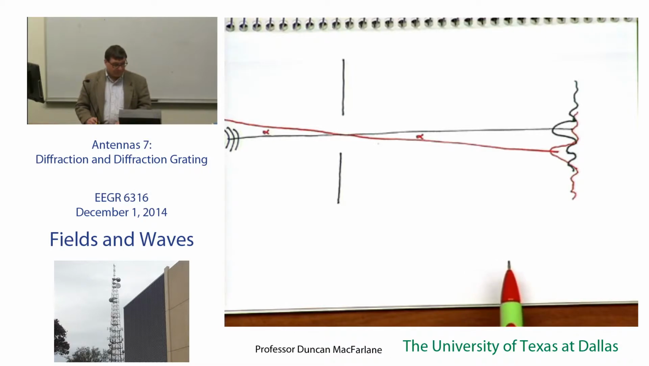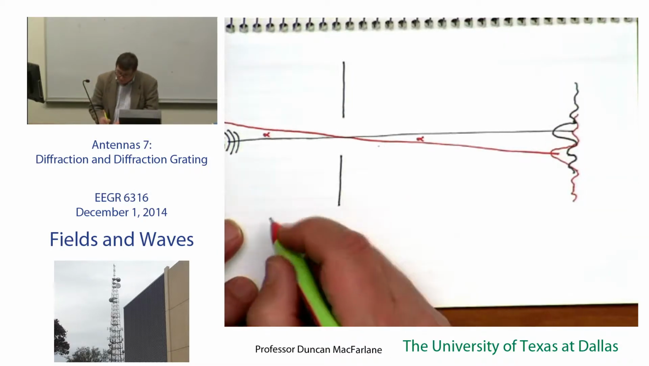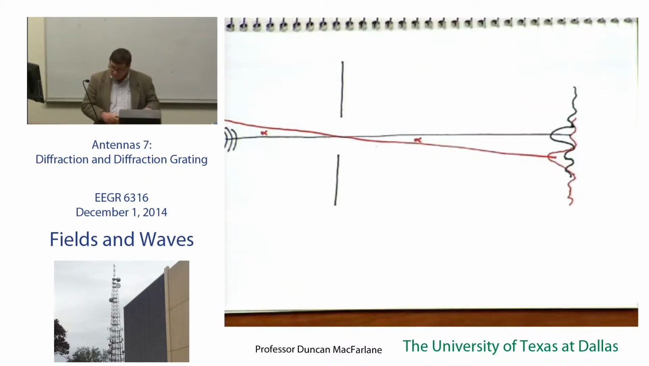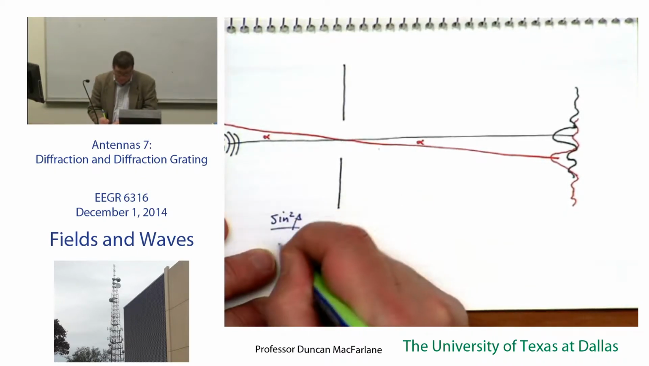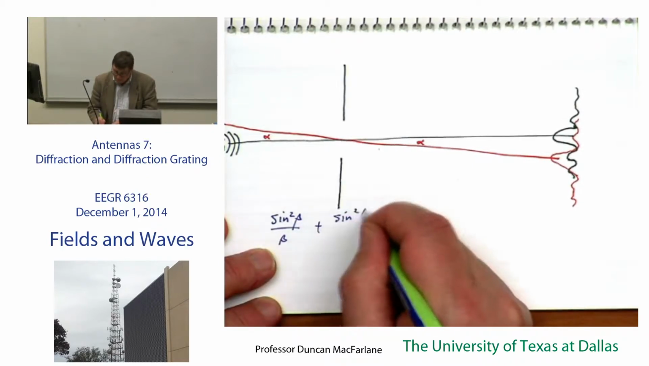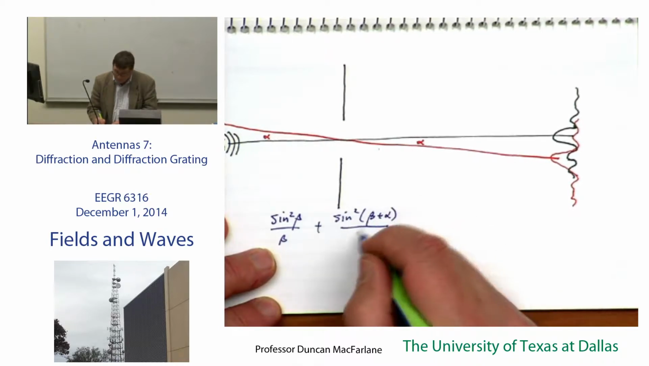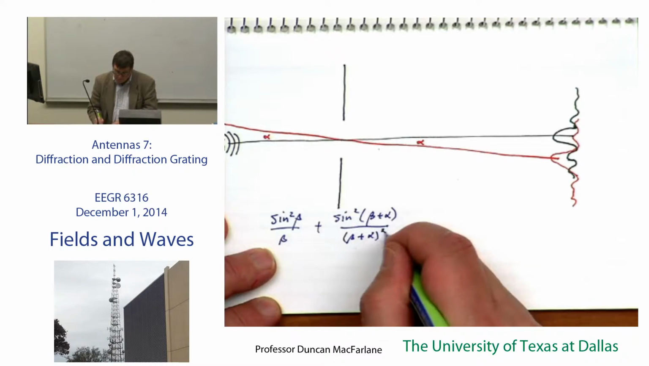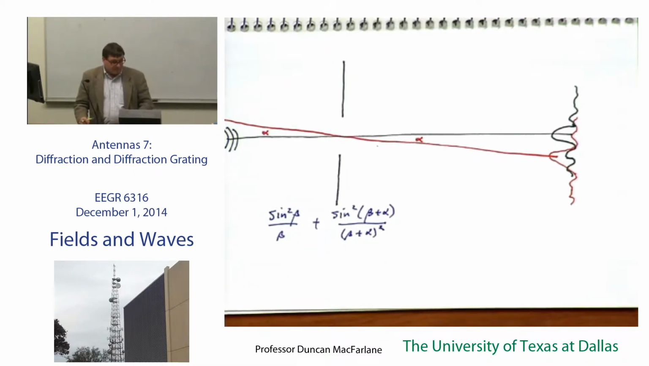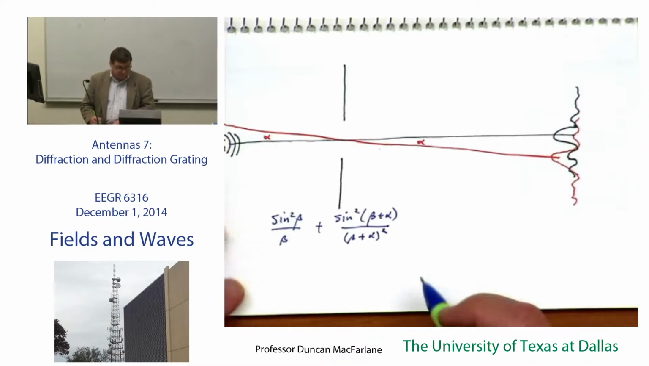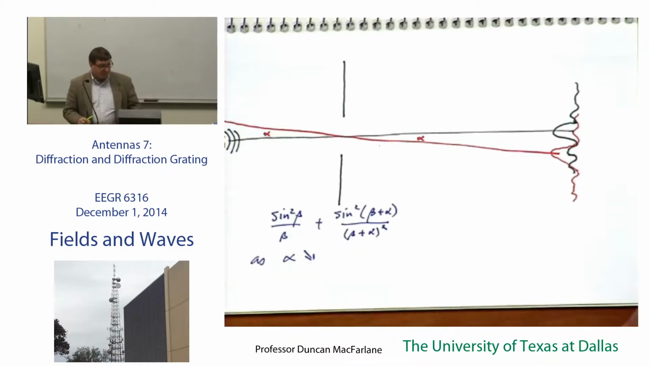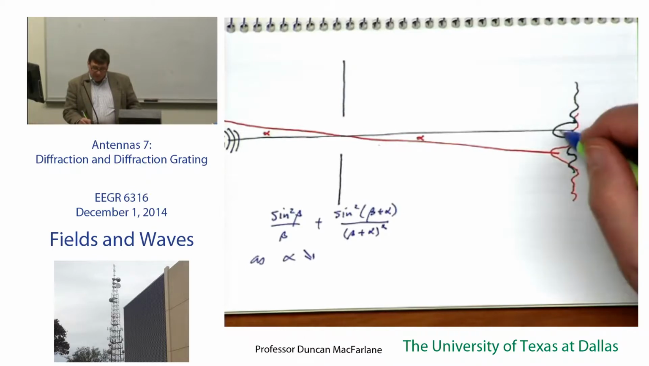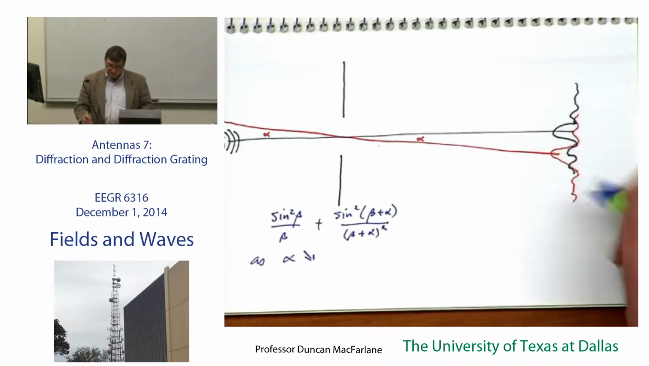So what we have over here is going to be the superposition of the two sinc functions, and the question is, as alpha goes small, as alpha decreases, what's the minimum alpha where I can resolve these two peaks?